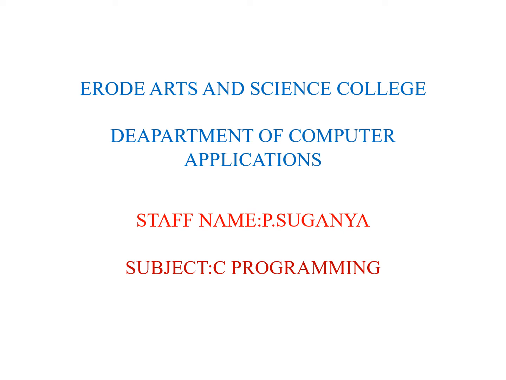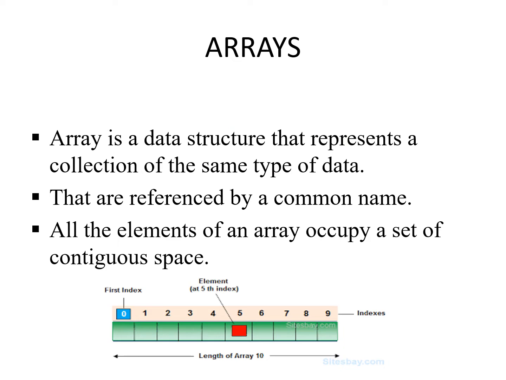Good morning. Here I explain about the array in C programming. An array is a data structure that is used to represent a collection of the same type of data. An array can be referenced by a common name. All the elements of an array occupy a set of contiguous spaces.